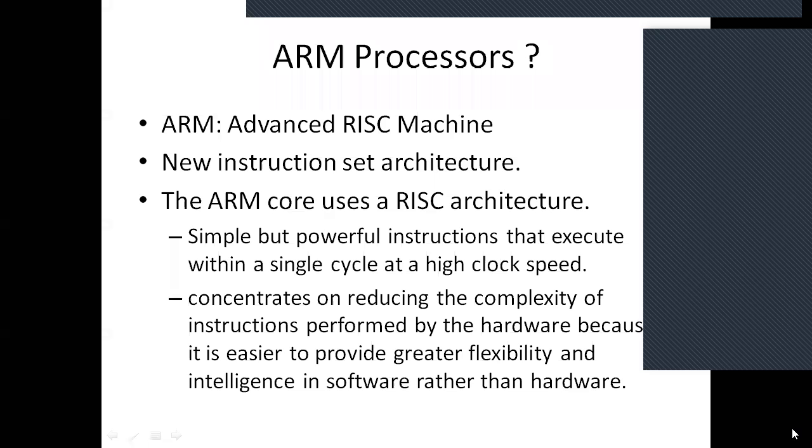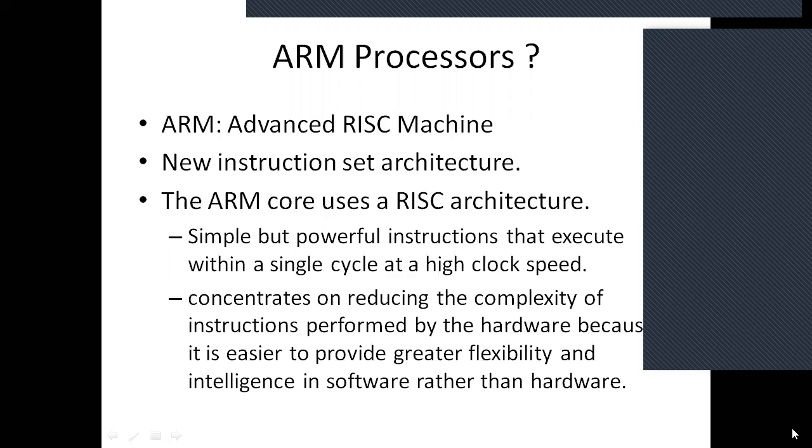So it is a new instruction set architecture. The ARM core uses RISC architecture: simple but powerful instructions that execute within a single cycle at high clock speed. This is one of the important features of an ARM processor. It has fixed length instructions, powerful instructions. They will execute in a single cycle.